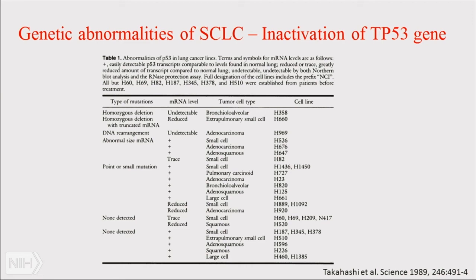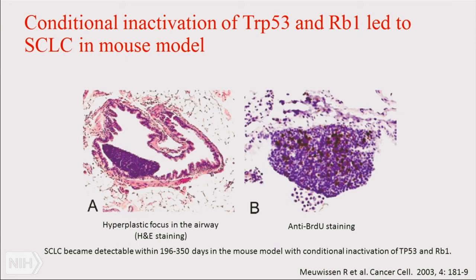So here on the table he specified that H187, H345, and also H378 do not have any detectable mutation. But these days we know that there are still small point mutations in P53 genes in these small cell lung cancer cell lines. All right, so as I mentioned, we know that RB and P53 genes are commonly inactivated in small cell lung cancer cells. But the question is whether these loss of tumor suppressor genes or these mutations are causative to the small cell lung cancer, or it's just a passenger of mutations.